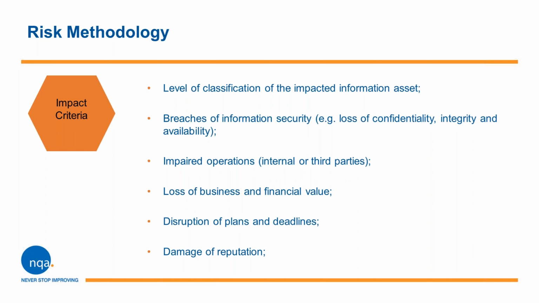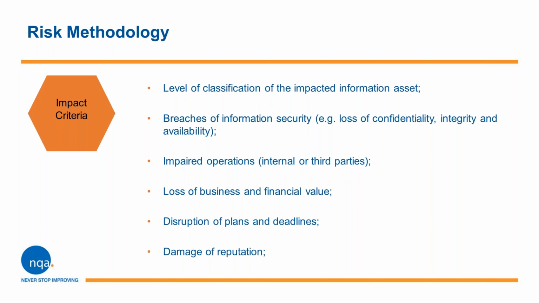We need to think about breaches of information security, e.g. the loss of confidentiality, integrity, and availability. Impaired operations, internal or third parties, suppliers. Suppliers are a big information security risk. You can be as secure as you like to be within your business, but if you've got a supplier who's not as secure as you, then they're in effect your weakest link.